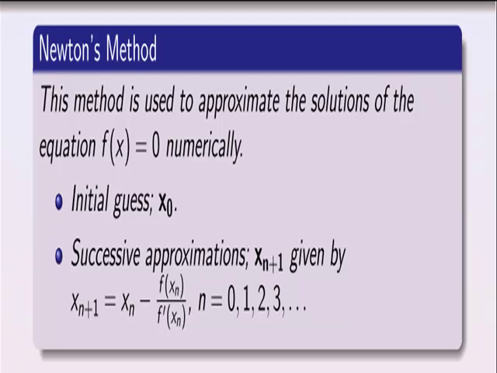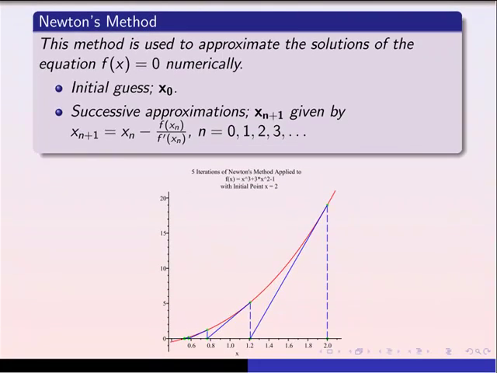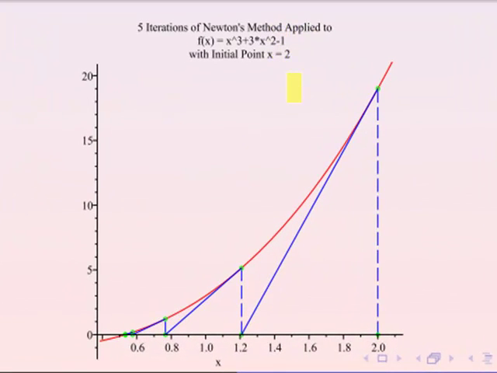Now, how did we get to this formula for these successive approximations? Actually, this is done by finding the tangent line to the curve y equals f of x at the point x naught. And then after that, we take the intersection of this tangent line with the x-axis, and this is going to give us the next approximation, and so on. Let's see how this is done in the following graph and the following equation.